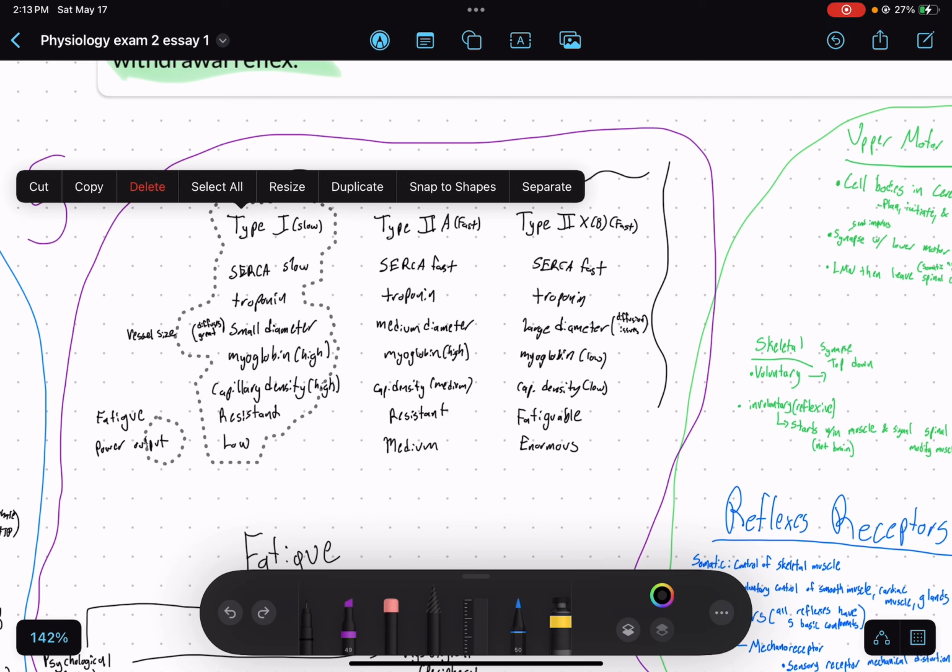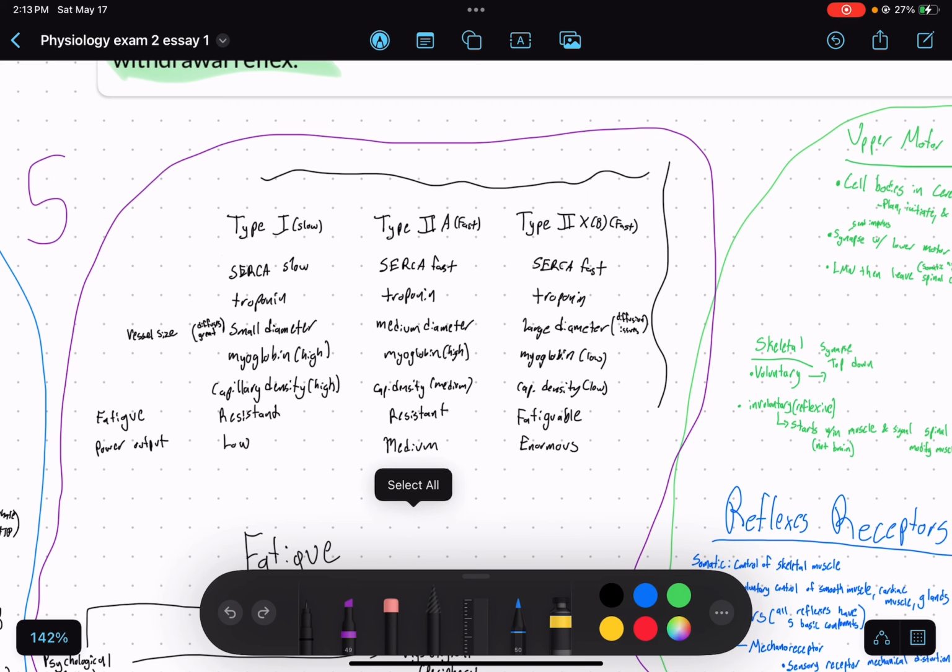Then you have type 2A muscle fibers, which you see in less than 1% of humans, but you see the majority of them in animals. This one, your cross-bridge cycling is going to act fast. You have troponin. They're going to be medium in diameter. The myoglobin is going to be high. Capillary density is medium, but this is where it comes in handy. So the power output is medium. So not super big, not super low, but it's going to be resistant to fatigue, meaning it can last a longer period of time, allowing it to keep performing.